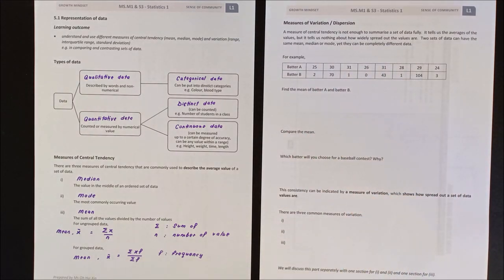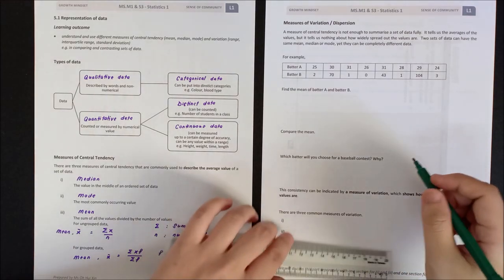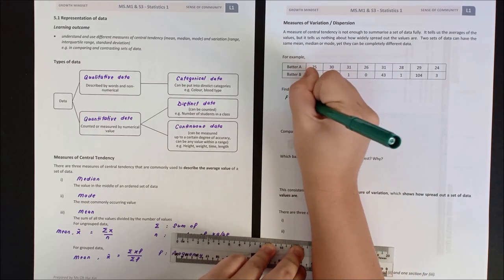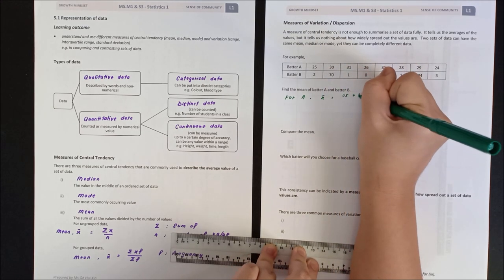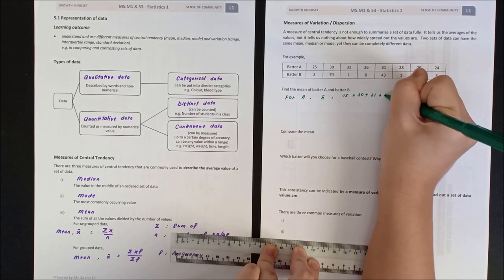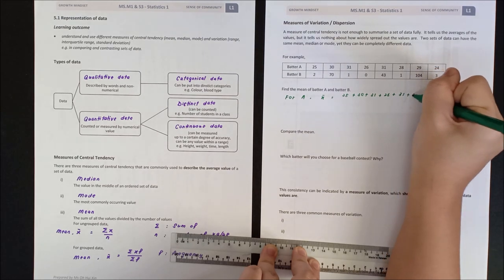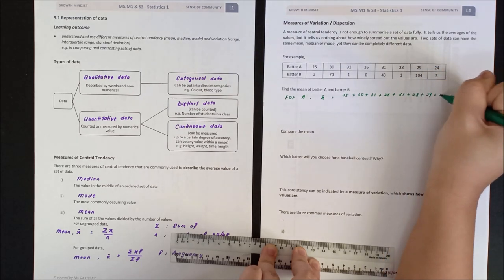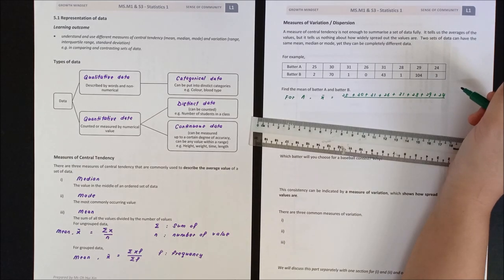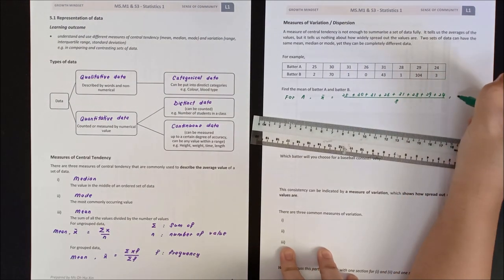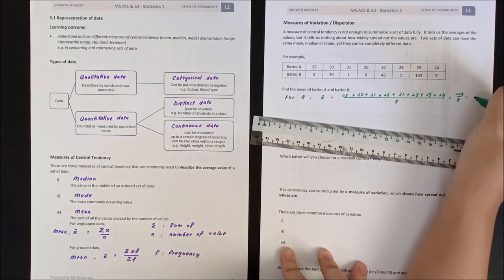So can you try to find out the mean for butter A and the mean for butter B? This is the score that they actually scored in a baseball contest. So let's find out the mean. For A, the mean is, same thing, plus all your data together. 1, 2, 3, 4, 5, 6, 7, 8. So you have a total of 8 data. You are getting 224 divided by 8, which is equal to 28.